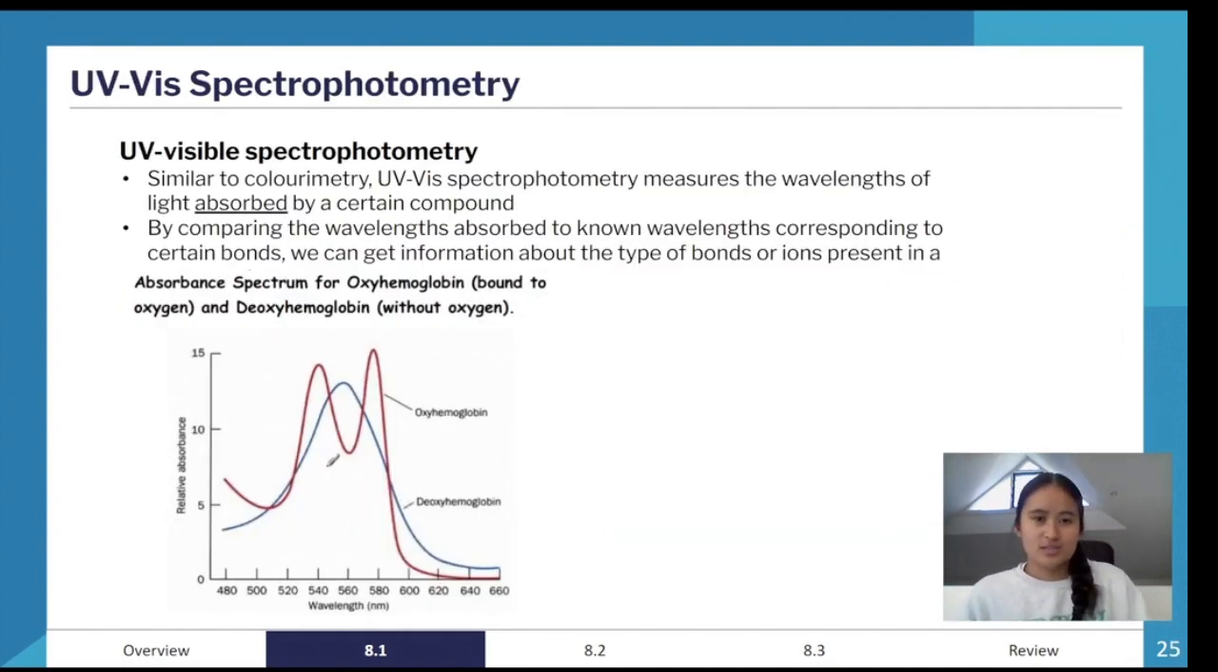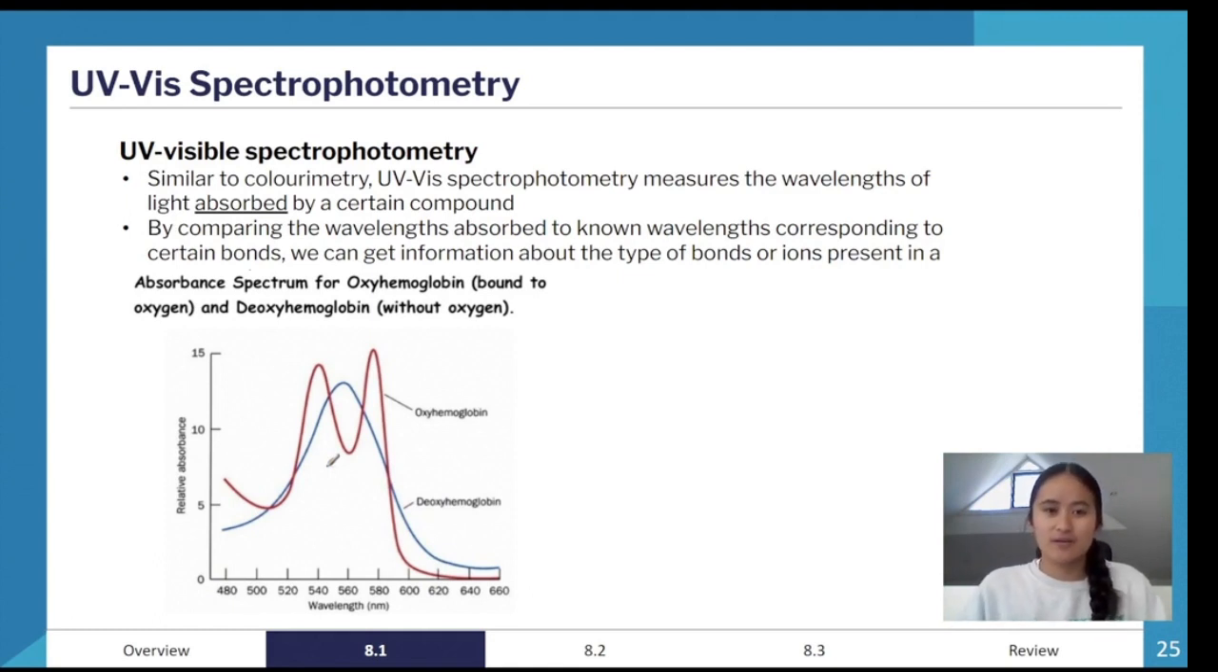Now, UV-Vis spec is a little bit tricky. It doesn't come up much. It did end up coming up in my HSC, which was quite unexpected because I was told by everyone, oh, it probably won't come up, but it will. It will if you're not prepared, so be prepared for it, just in case.